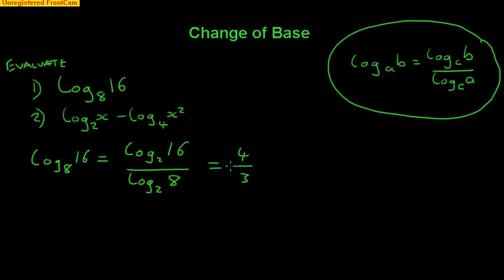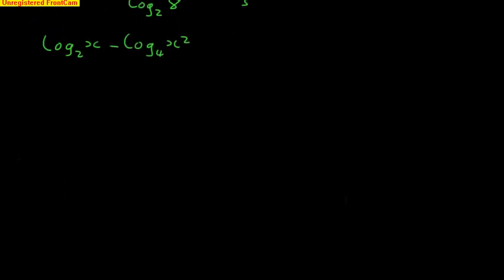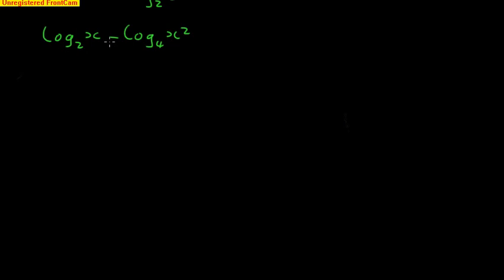Or in other words, you could say that 8 to the power 4/3 is 16. Okay, let's have a look at the second one. This time we've got log to the base 2 of x minus log to the base 4 of x squared. Now I cannot combine these logs because they are of different bases. This is base 2 and this other is base 4.